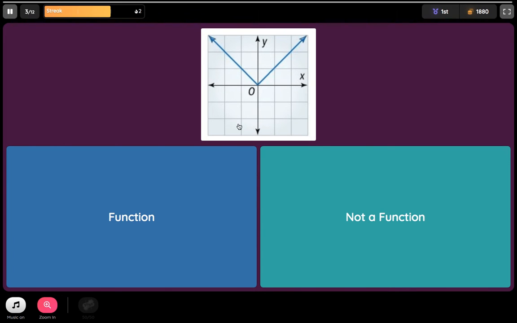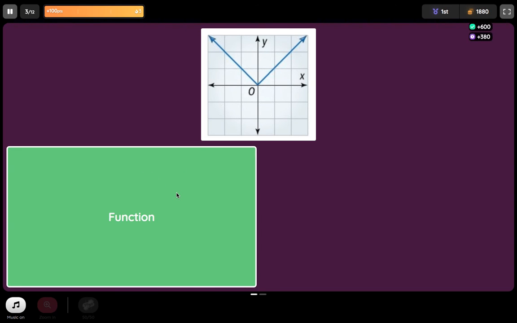Alright, so function or not a function here. This one does pass the vertical line test. Just straight up vertical lines. You cannot cross the graph more than one time. So it's going to be a function.